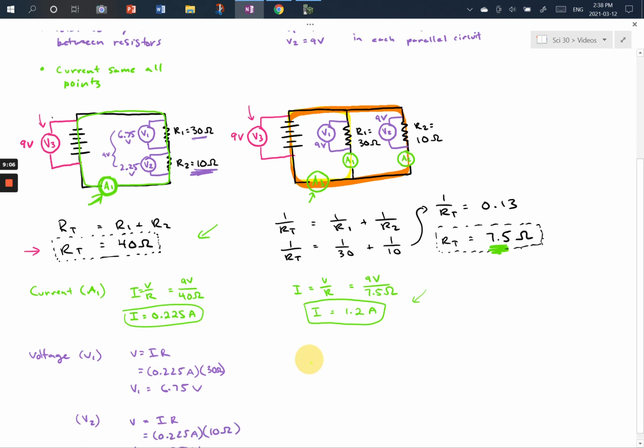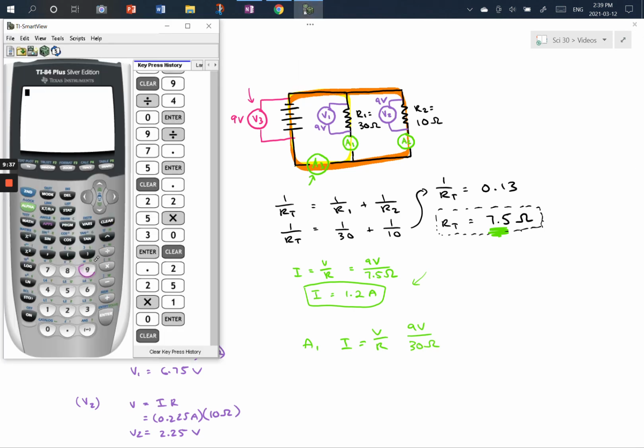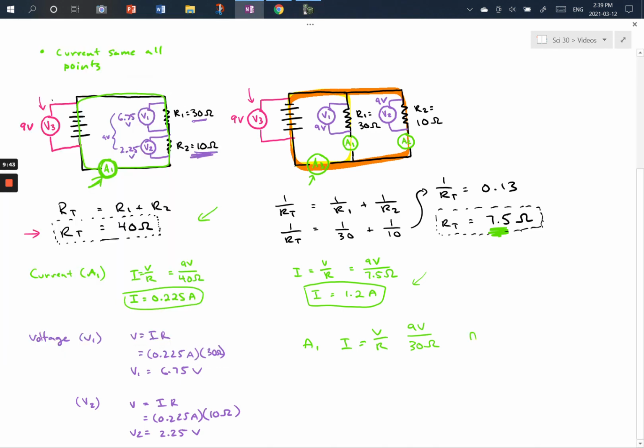Okay, so let's solve for A1. So this is ammeter number 1. So we have a 30 ohm resistor and 9 volts of electricity. So we're going to do I equals V over R. Okay, so we're going to take that 9 volts and divide it by 30 ohms. Okay, so 9 volts divided by 30, and we're going to get 0.3. So for A1, we're getting 0.3 amps.